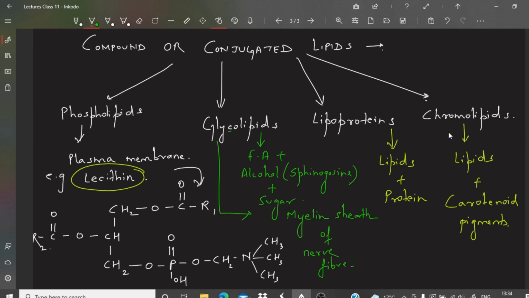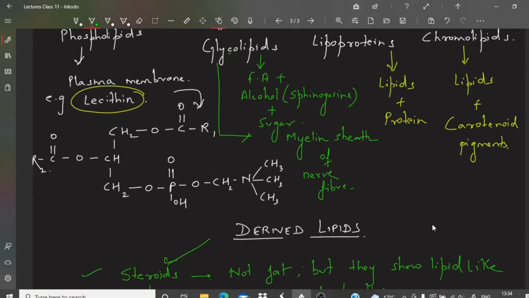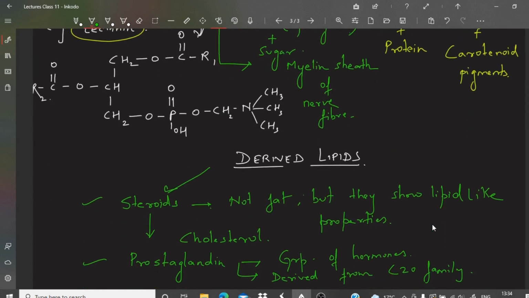And the fourth, chromolipids. These are lipids having a pigment compound like carotenoids, carotene pigment. So if any type of carotenoid pigment is attached to the lipid, it is known as chromolipids. So this was the second category of lipids. The third category will be derived lipids.